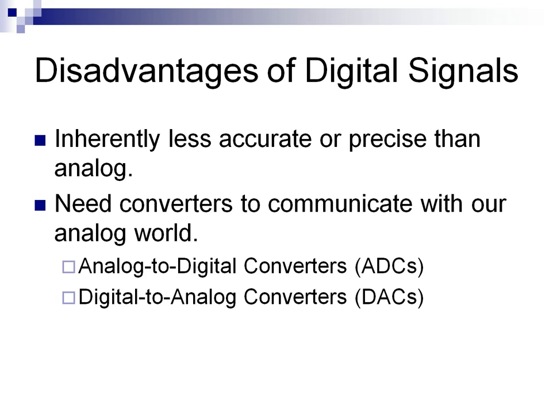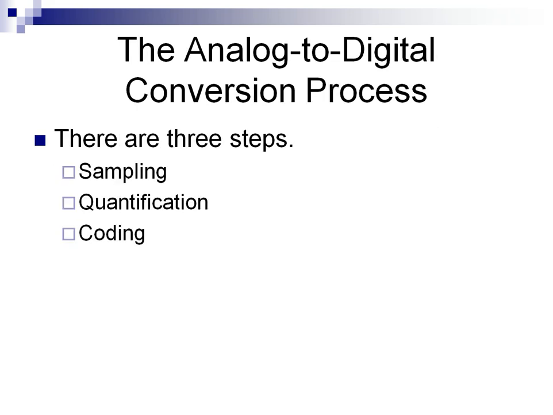Now, we do need converters to communicate with our analog world, and so therefore, we have to go through this process of conversion, and inherently, there is a certain amount of error there, both in the analog to digital converter part, and also when we're trying to get a digital signal back to analog. The analog to digital conversion process occurs with three steps, in a sense. The first step is called sampling, the next one is quantization, and then coding.